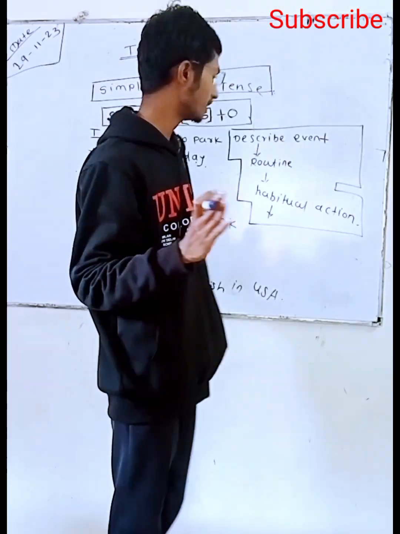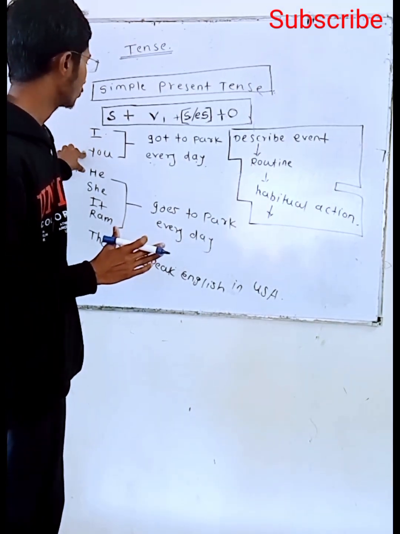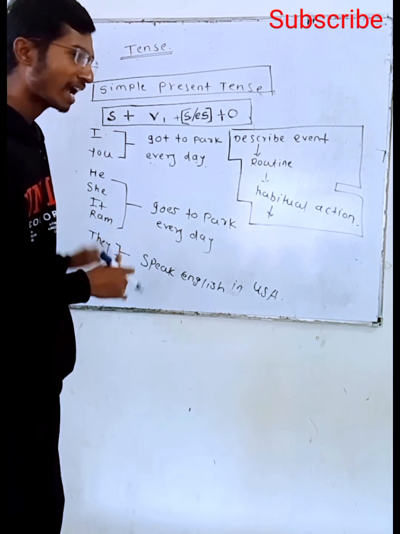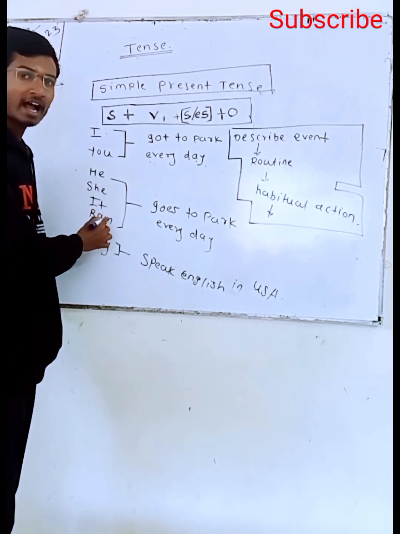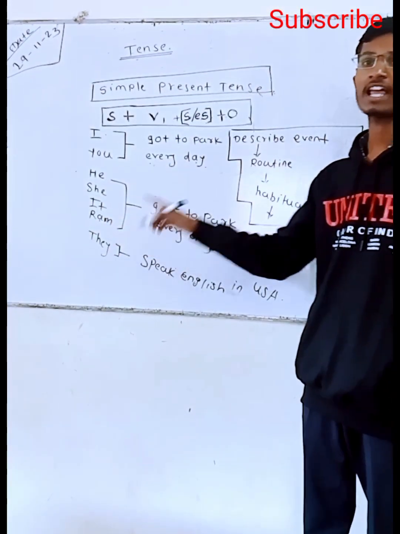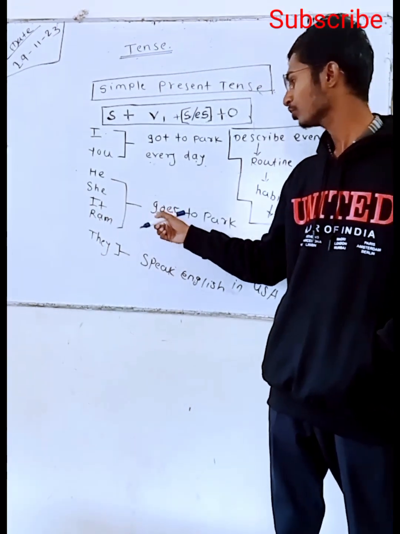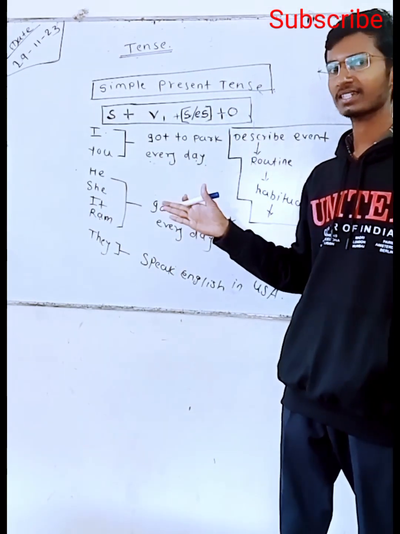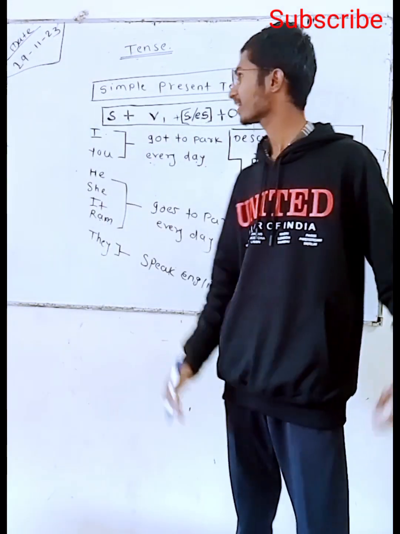The other examples are also similar, but here there are exceptions: I, you, he, she, it, and some names. For other examples, we can give other names like Ram or Sita, Lakshman. We use these for actions with the verb endings s and es.